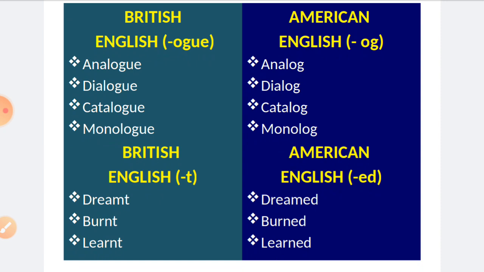And the last difference that I would like to highlight is that T is replaced with ED in American English. So words like dreamt, DREAMT, is DREAMED in American English. Okay, so the T is replaced with ED. Similarly, the same pattern is also seen in words like burnt, learnt, and so on.